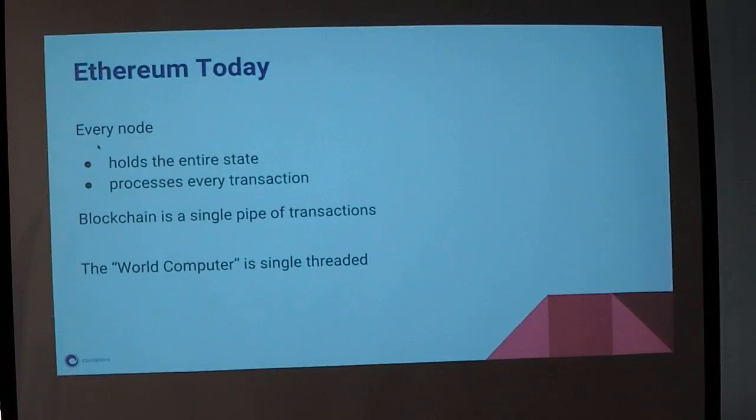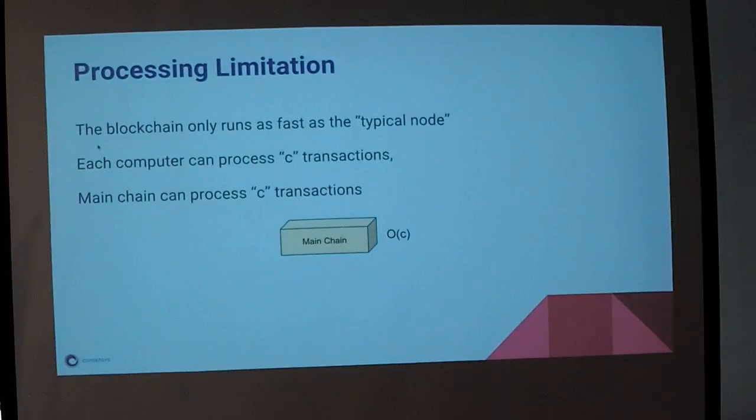Obviously, one of the many reasons we want to improve the speed of the system, right? What does that look like? Well, if we take a typical node on the blockchain being able to process C transactions, the mainnet can do an order of C. And that's where we're at this moment. So keep that in mind as we look at what we're talking about with shards.